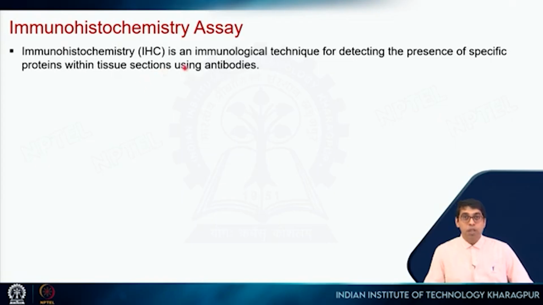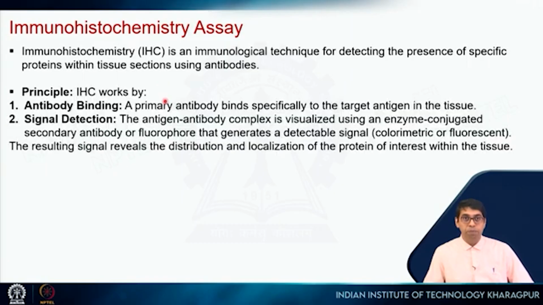Immunohistochemistry assay, right? It is an immunological technique for detecting the presence of specific proteins within tissue sections using antibodies. So far what we have done is look at cells, breaking up the cells and looking at cell lysate, right? So these are more in vitro experiments. But what if you want to see things in a more biological environment? For example, a tissue section, right? In that case, immunohistochemical assays are very useful.